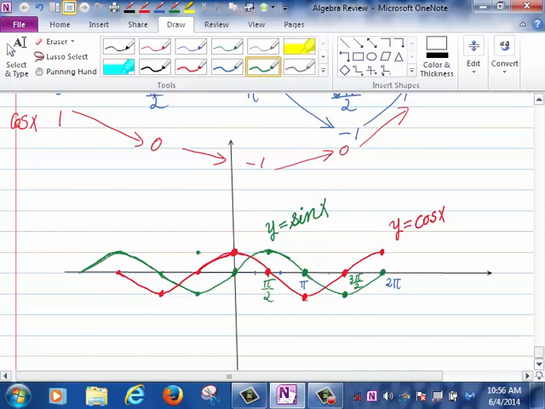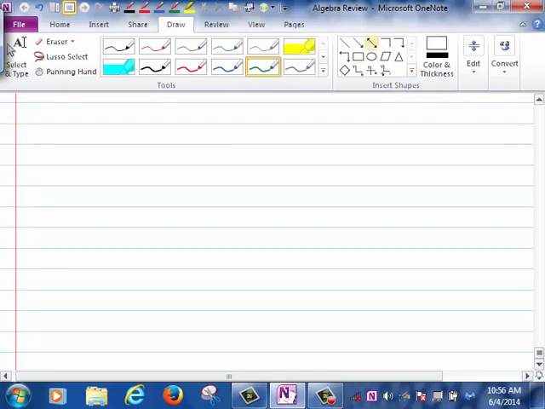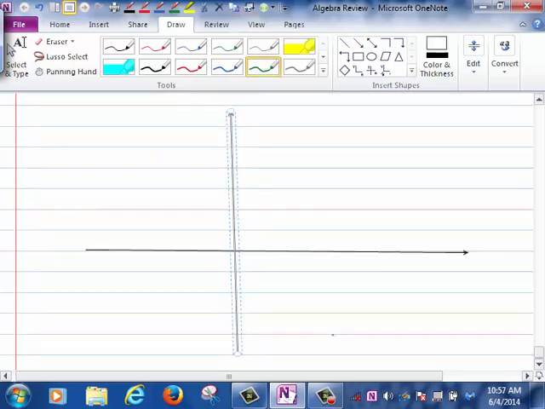Right now, what I'm going to do is show you how to obtain the graph of secant x. And for that, I am going to delete my sine function, okay? Which is a little bit depressing, but you know what? I'm going to make the graph of cosine once again, okay? And show you how to obtain the graph of secant, okay? So here is my x-axis. And here is my y-axis.